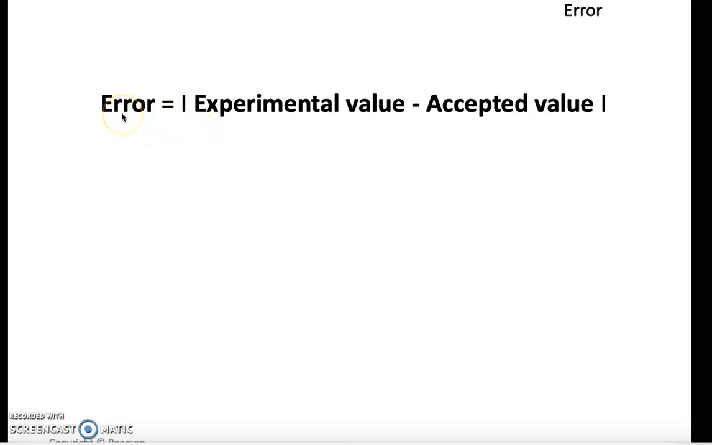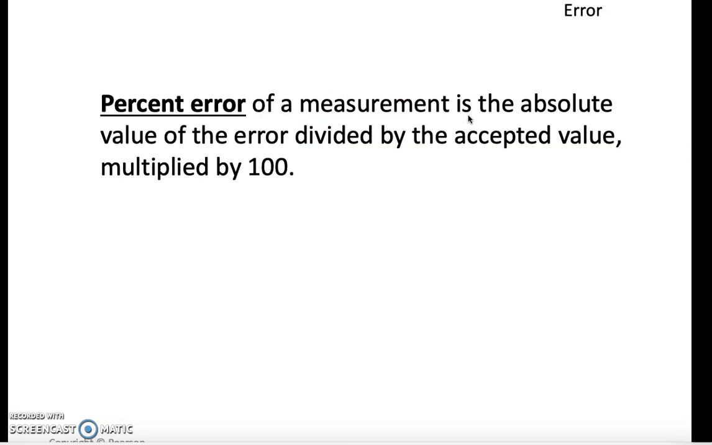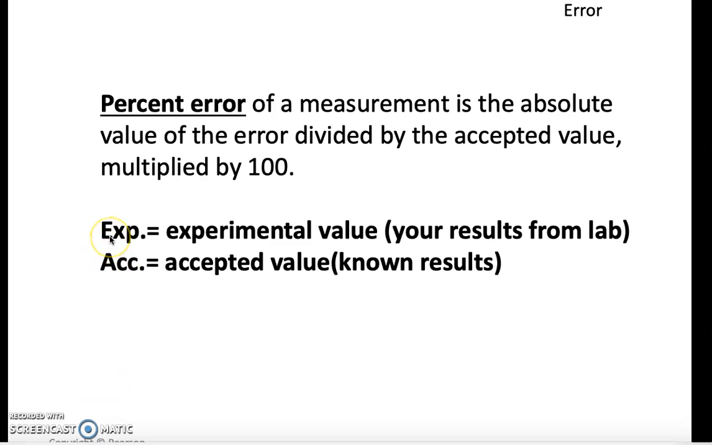Now, to calculate something called error: error is the absolute value, that's what these brackets are, of the experimental value minus the accepted value. Percent error of a measurement is the absolute value of the error divided by the accepted value, multiplied by 100. So in our formula, we're going to see EXP and ACC. EXP is an abbreviated version for experimental value, like your results from lab, and ACC is the accepted value, your known results from a table or chart.